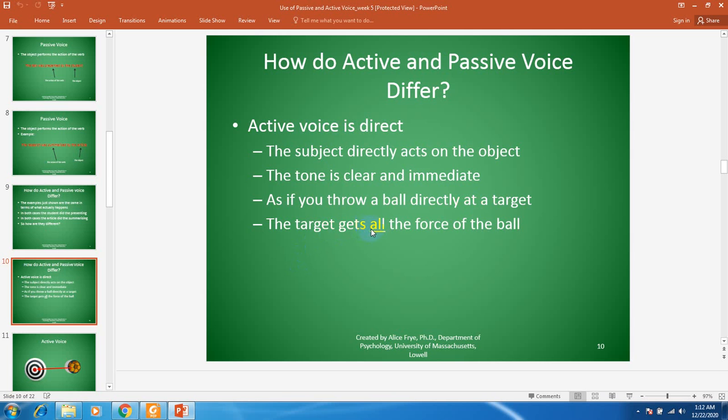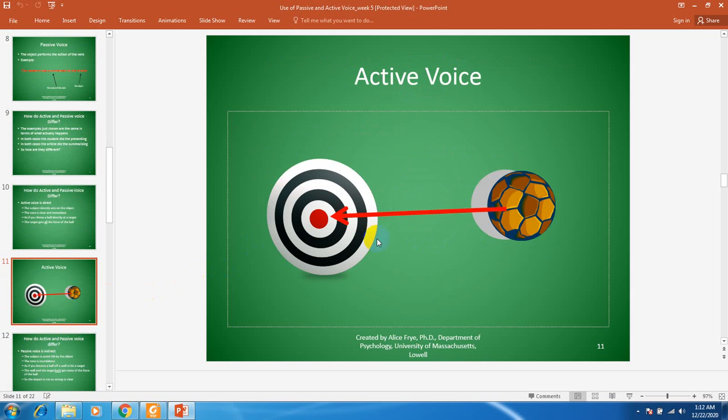The target gets all the force of the ball. Active voice. This is the ball and this is the target. So this is called active voice. Whenever we throw the ball to the main target, this is the direct relationship between a subject and object.